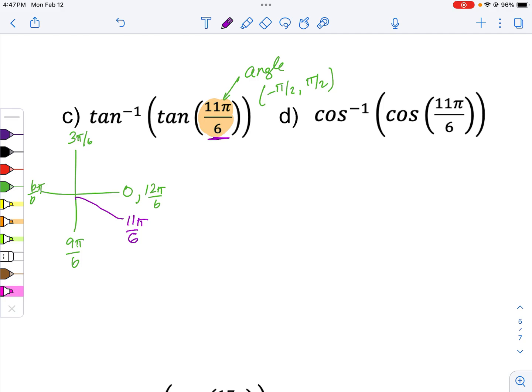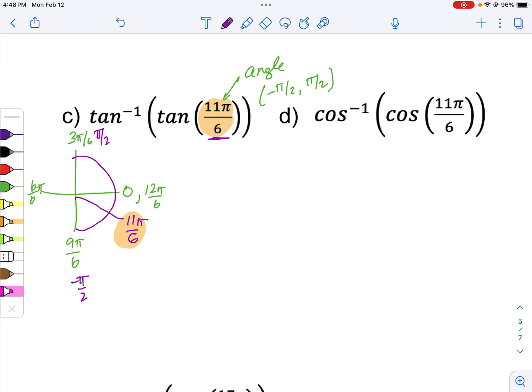Tangent in quadrant 4, we have it as 11π/6. Well, the problem is when we look at tangent, we look in quadrants 1 and 4. However, we cannot refer to this as 11π/6 because remember, we need to be from -π/2 to +π/2. So all we have to do is rename this angle.